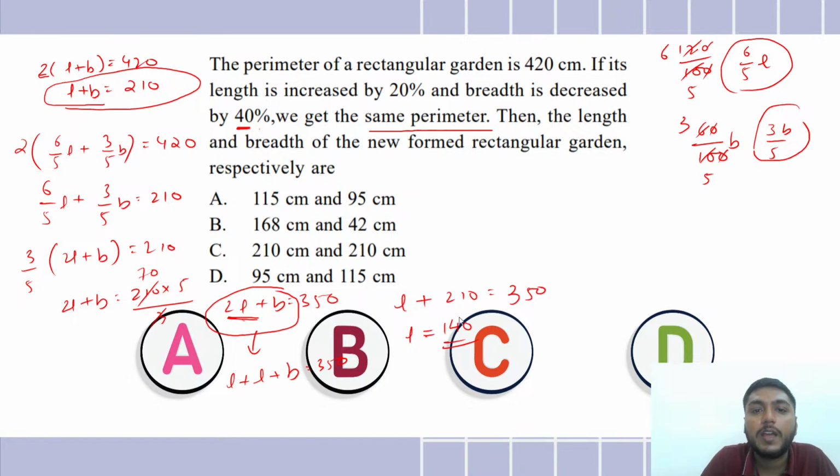But this 140 is of the original parameter. So now we will calculate the 6 by 5L. This was our new length, right? 6 by 5L, so 6 by 5 into 140, and we will get the answer 168. Am I right? So the option would be B. We did not need to calculate the breadth, because no other option had 168, right?